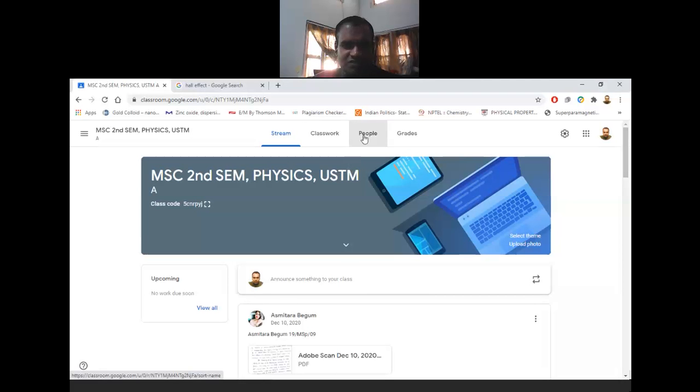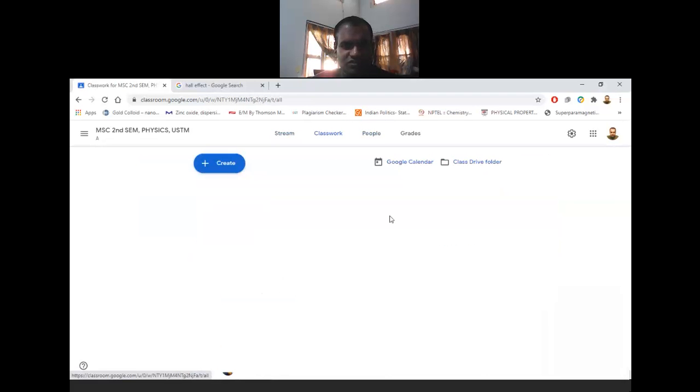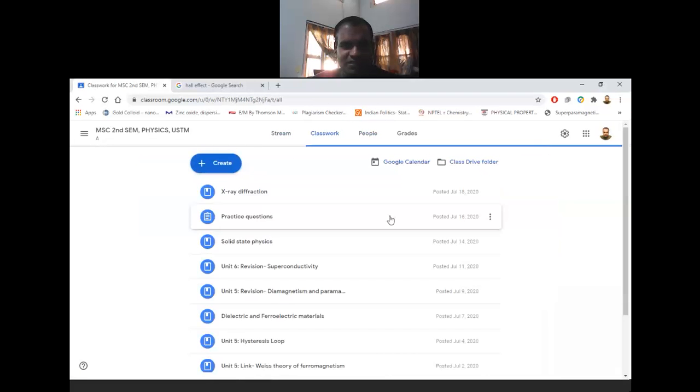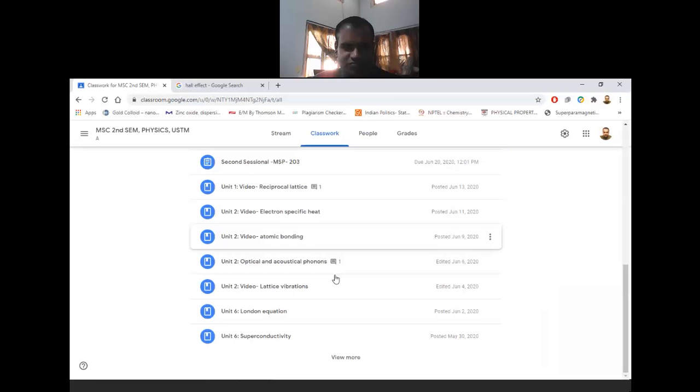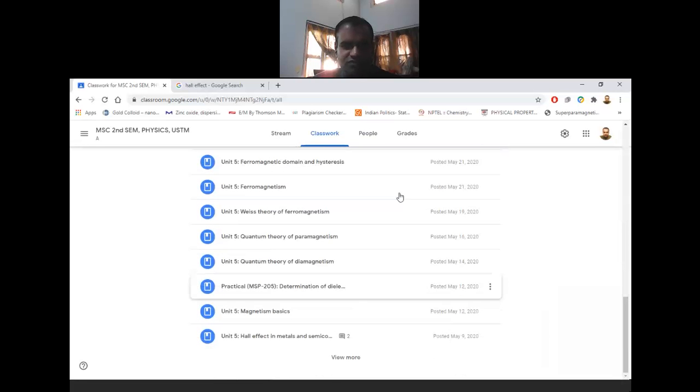Using this code, you can join this MSc second sem physics USTM classroom. Here there are many notes from last year. If I go to the classwork section, there are many notes related to your course and some other topics. But these notes are written mostly from other books, not from the Puri and Babbar book. You can go through whatever you think will be useful for you and make notes on that.